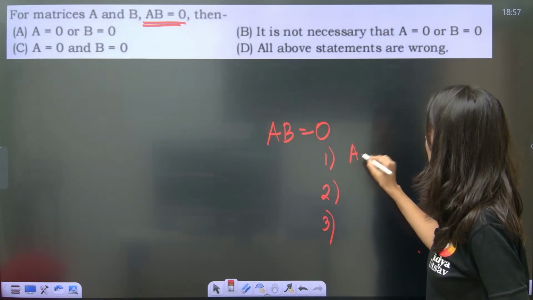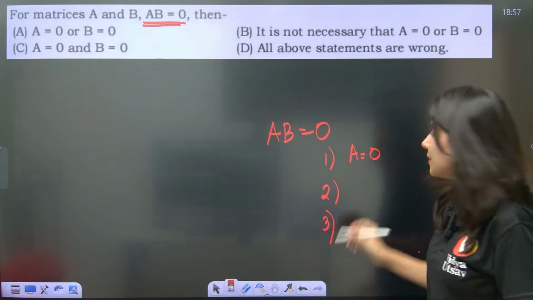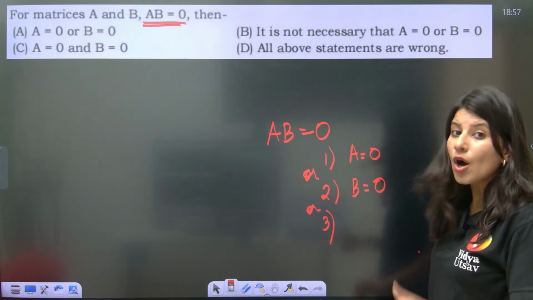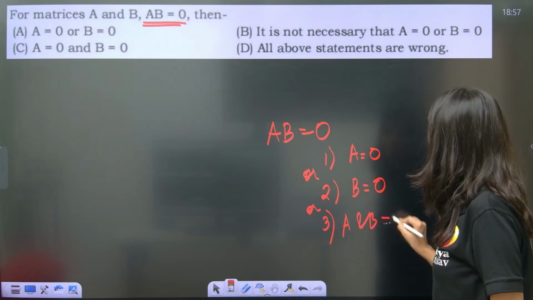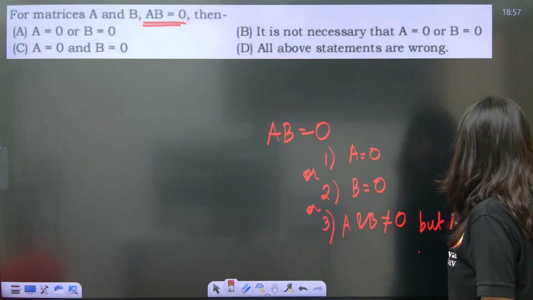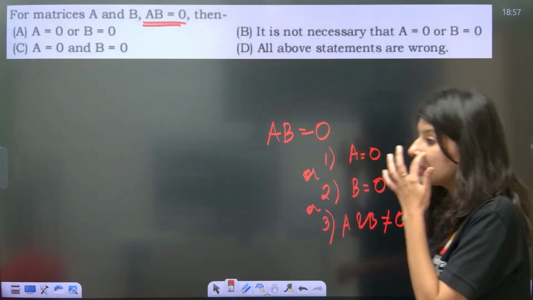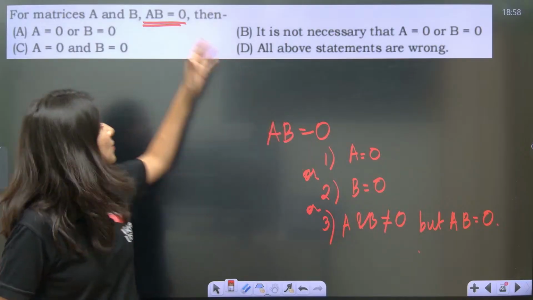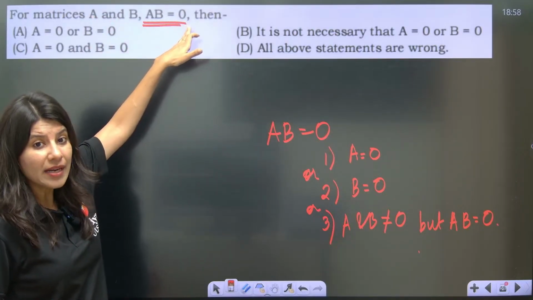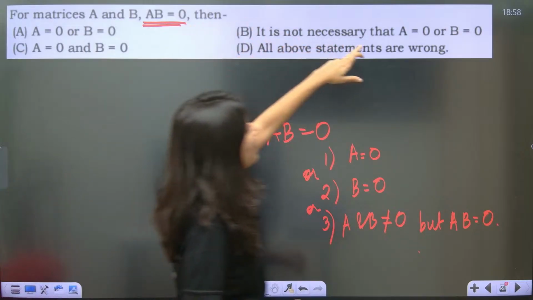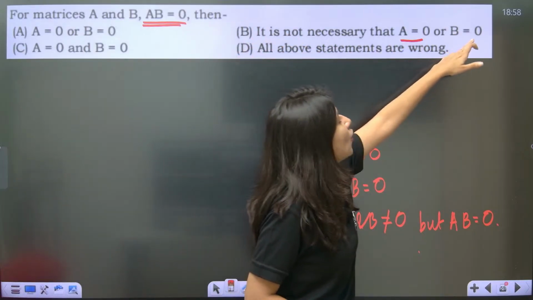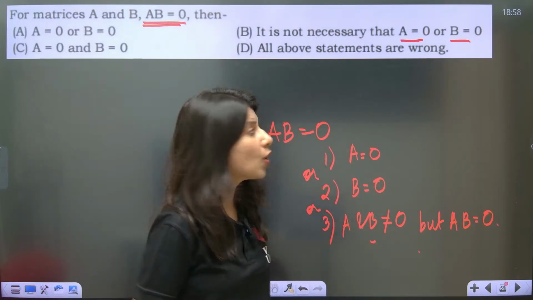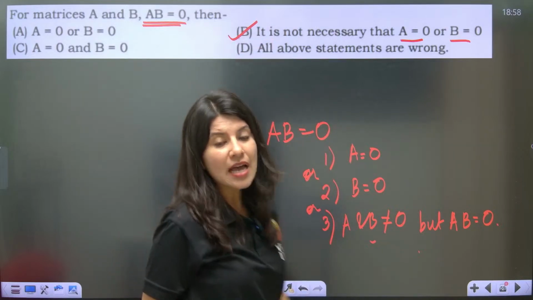First is A being 0. If A is a null matrix, then AB will be 0. If B is a null matrix, then also. Or A and B both are non-zero, but the product is becoming 0. So there are 3 possibilities when AB is equal to 0. AB equal to a null matrix doesn't necessarily mean that either A should be 0 or B should be 0. It can be a case where A and B both are non-zero, still the product is 0. Very good question.